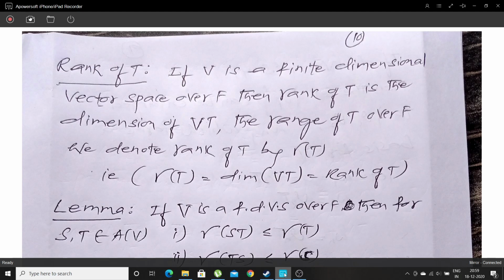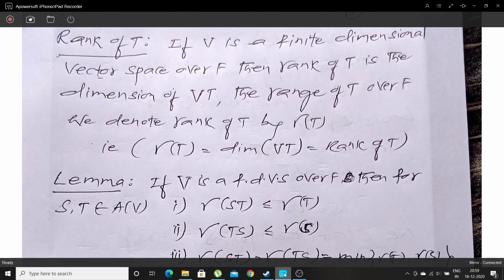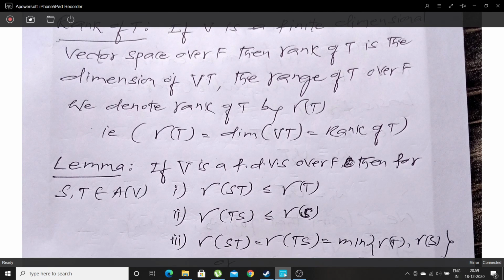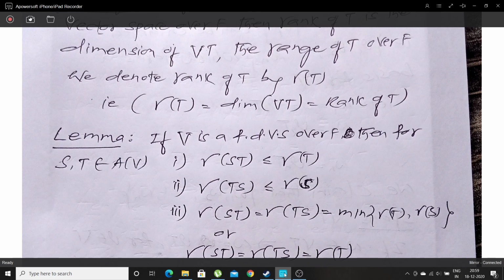If V is a finite dimensional vector space over F, then for two elements S and T belonging to A(V), we have to verify the following conditions. First, rank of ST is less than or equal to rank of T. The second one, rank of TS is less than or equal to rank of S. It is denoted by the notation gamma of ST is less than or equal to gamma T, and gamma of TS is less than or equal to gamma S.